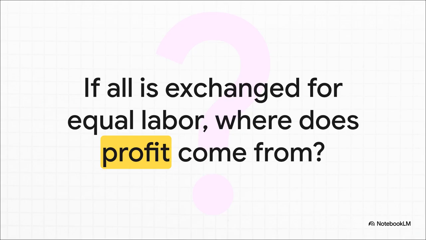Okay, so this leads us to the central mystery of the whole book. If things are just exchanged for their equivalents, if a capitalist sells a product for a price that just reflects the labor that went into it, where does profit come from? It should be impossible, right? It's like you're just trading a dollar for a dollar. How does a surplus, a profit, just appear out of thin air?